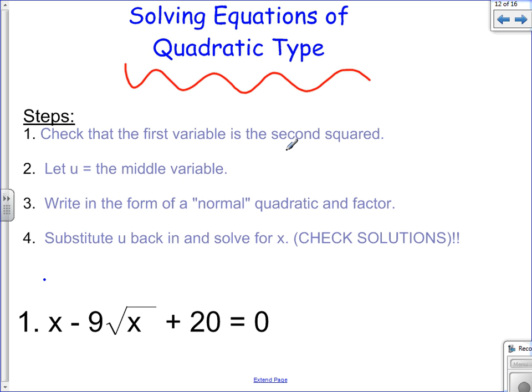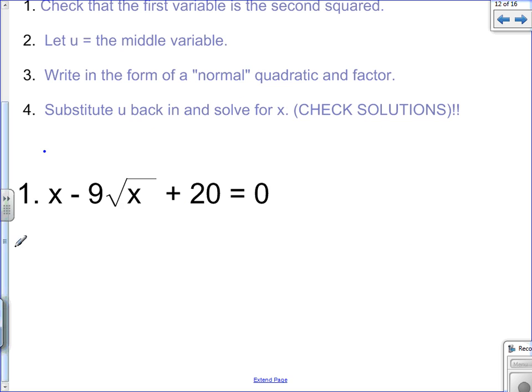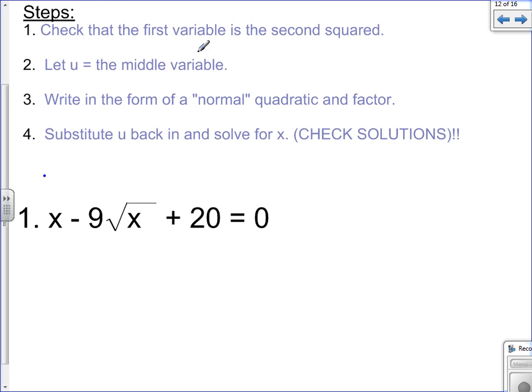So let's look at an example. Okay, these are the steps that you're going to go through every time. I'm going to do these steps as I go through this problem right here. The first thing that you're going to do is always check to see that the first variable is the second one but squared. So what that means is I'm going to look at not the coefficient but the variable. So this right here, I'm going to make sure that if I take the square root of x and square that, then that would give me x, which would be what my first variable is.